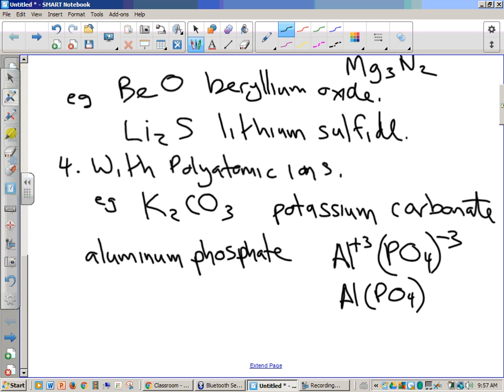Again, you would have that chart to see what the phosphate is. You don't treat the polyatomic ions any differently than you treat a regular atom. The only difference is you put it in brackets and you put the number outside of the brackets that crosses over. So you don't treat it any differently. Treat it like you would any regular one.